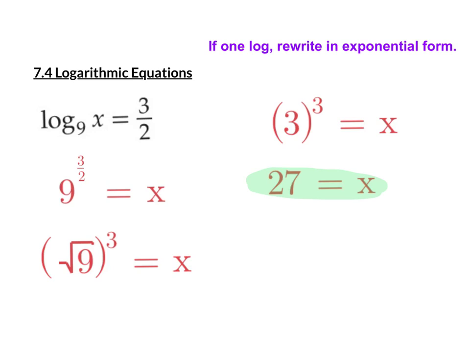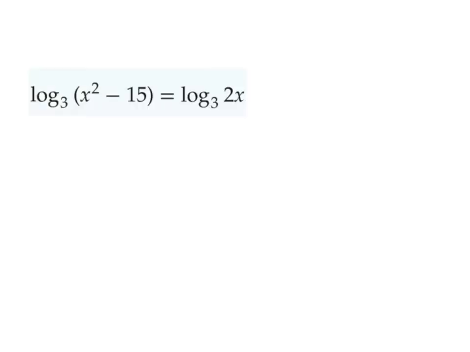The other type of problem that you're going to look at is when there are two logs, when there's a log on both sides. And here's how we're going to deal with that. So here's that problem. I have log base 3 of x squared minus 15 and log base 3 of 2x.